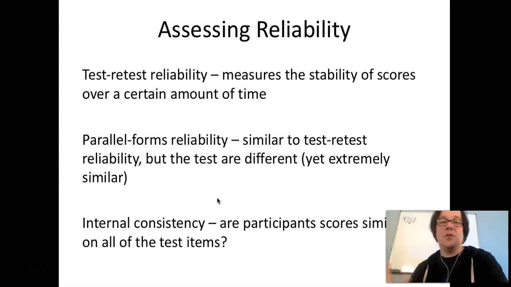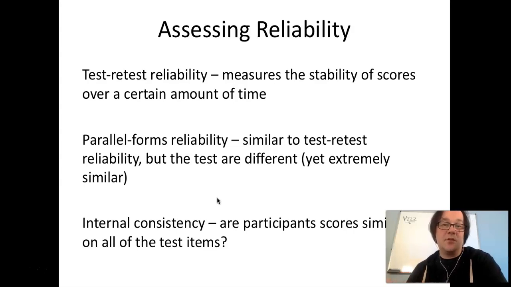We also have what's known as parallel forms reliability, and this is similar to test-retest reliability, but in this case, you're basically getting two different versions of the test. This will happen sometimes where professors will come up with different versions of an exam to help prevent cheating, right? So there'll be a version A and a version B of an exam.